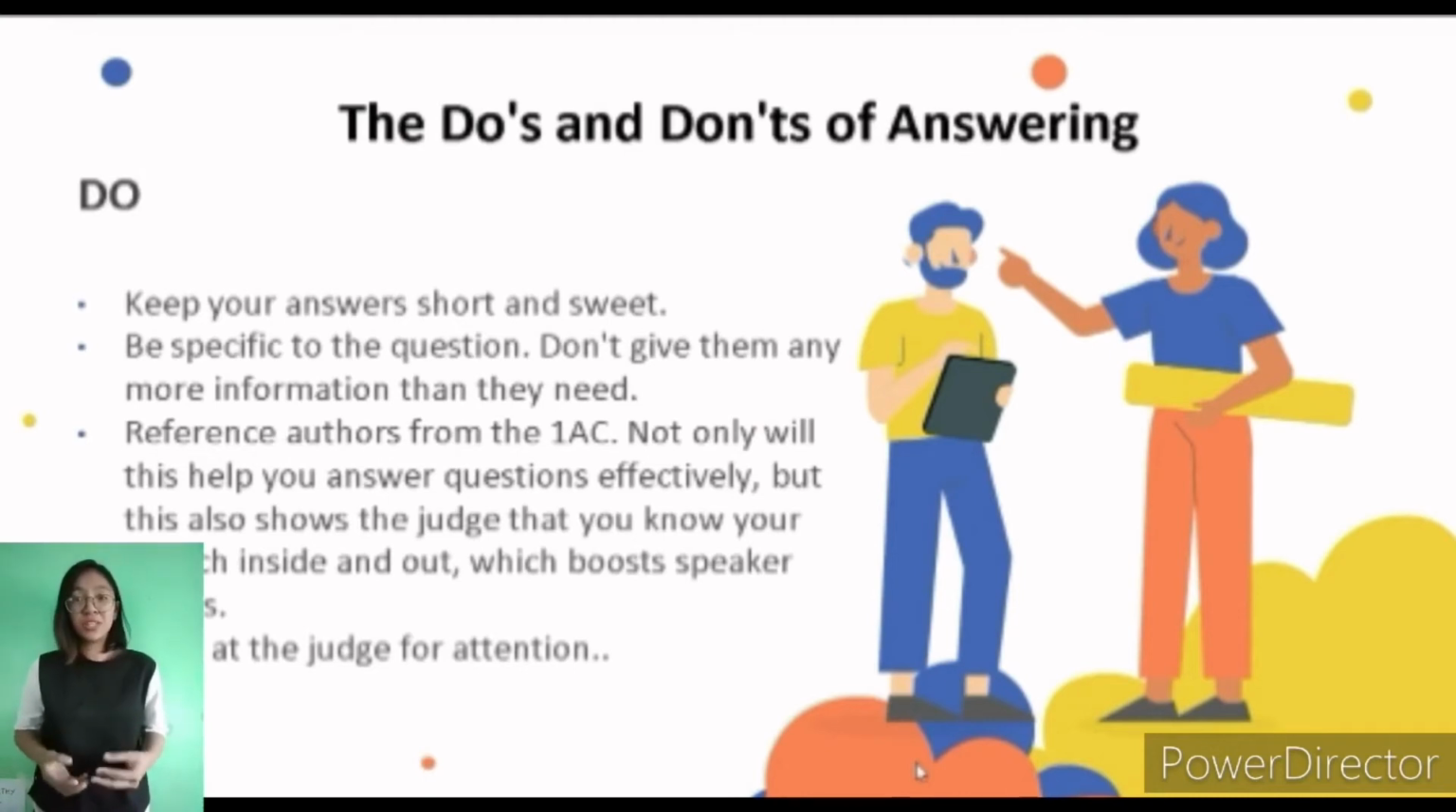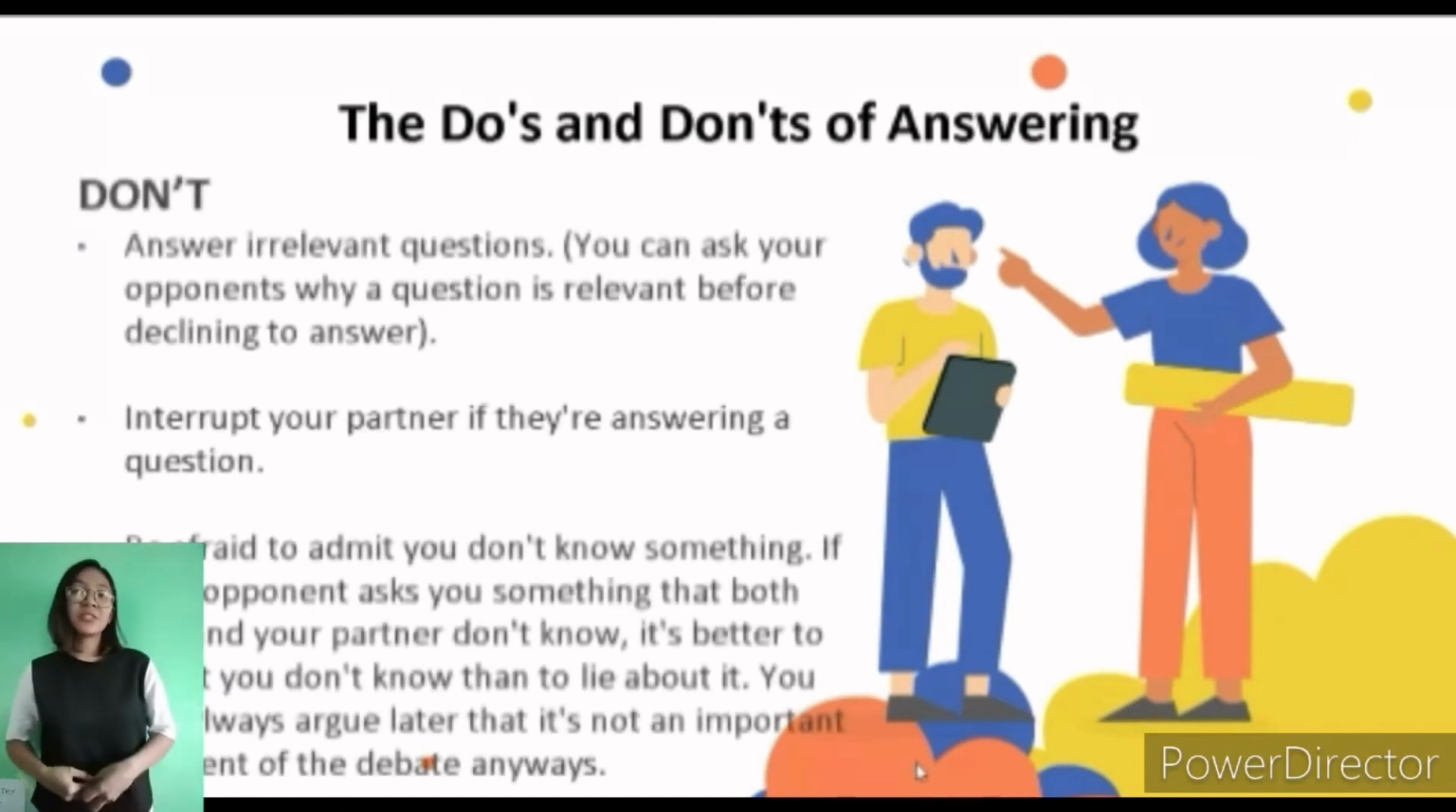So let's have the do's of answering when being cross-examined. Number 1, keep your answers short and sweet. Be specific to the question and don't give them any more information than they need. 2, reference authors. Not only will this help you answer questions effectively, but this also shows the judge that you know your speech inside and out, which boosts your speaker points. 3, stare at the judge for attention.